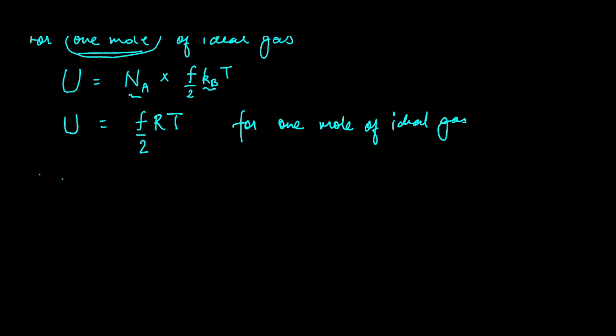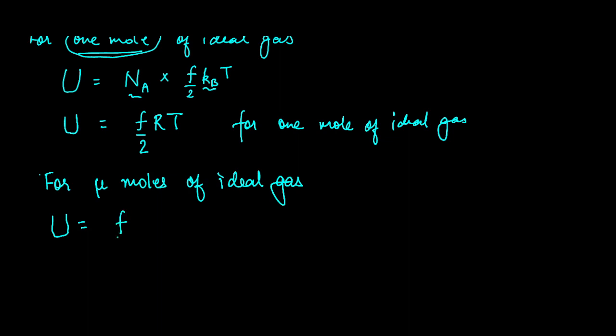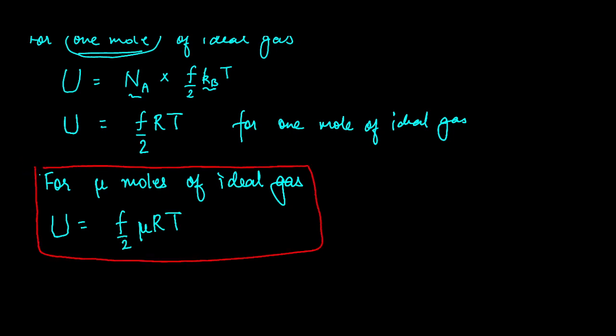Now the next thing, instead of 1 mole, if you have it for mu moles of ideal gas, you have U equal to f by 2 mu RT. This step clear? If anyone wishes that I explain it, you can put it in the chat box. If I get enough requests, I will do it.